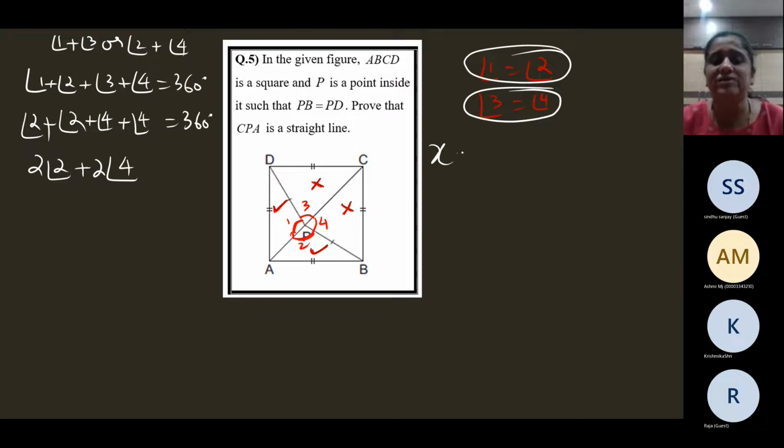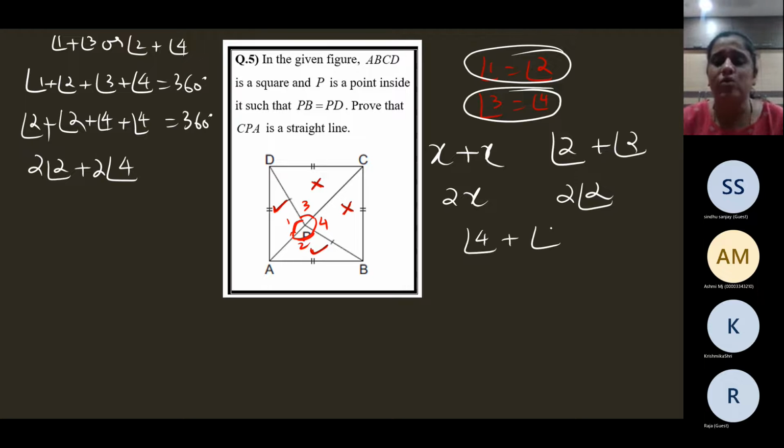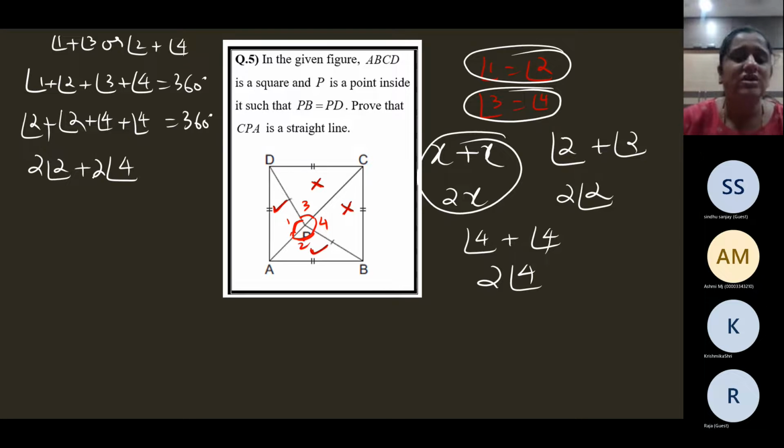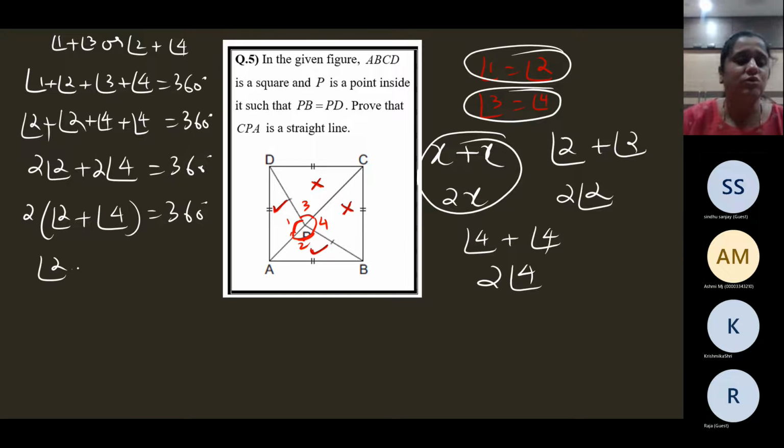That is like you say x plus x is 2x, right? Similarly, angle 2 plus angle 2 is 2 times angle 2. Angle 4 plus angle 4 is 2 times angle 4. So 2 times angle 2 plus 2 times angle 4 is equal to 360 degrees. 2 common, angle 2 plus angle 4 is equal to 360 degrees. So angle 2 plus angle 4 is equal to 360 divided by 2, 180 degrees.